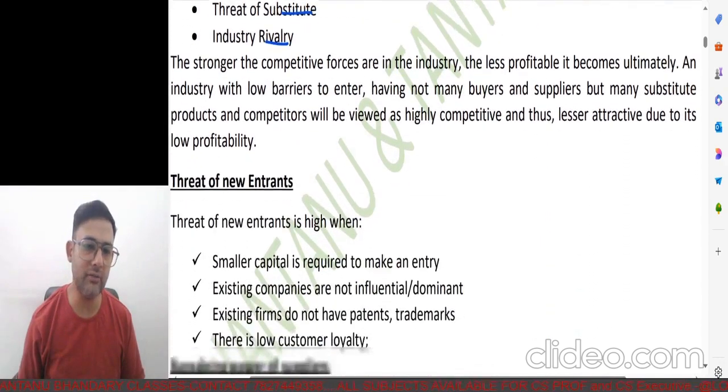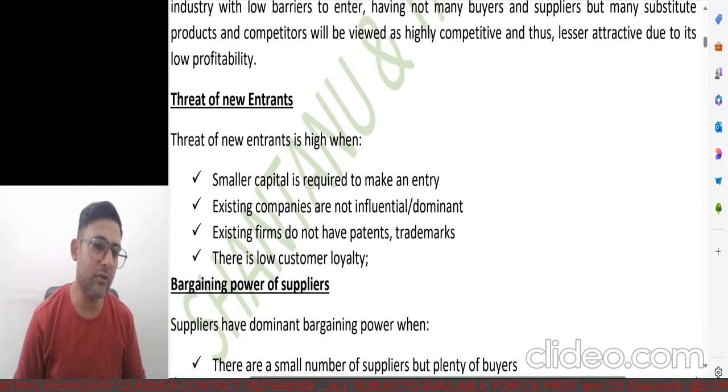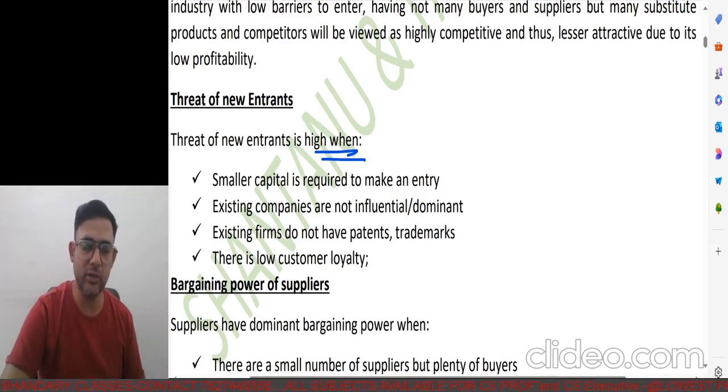is a threat to new entry, where it says that the threat of new entrant is high when small capital is required, existing companies are not influential or dominant, existing firms do not have patents, and there is no customer loyalty. So these are those things that vary from industry to industry. All we've been trying to ascertain and find out are the factors that can really affect someone to take a business decision. So if I again take you to this point where it says threat of new entrant, I think I've already told you, if the margins are low and the competition is very high, then no new entrant probably would like to come into the market.